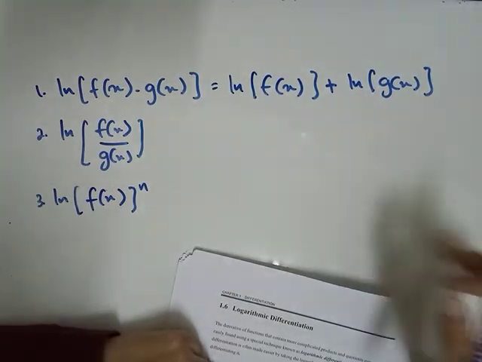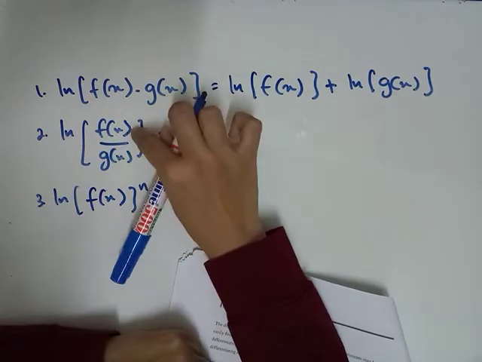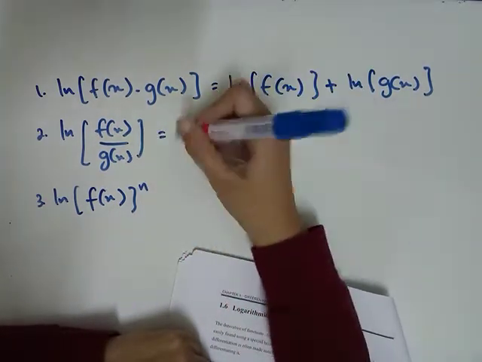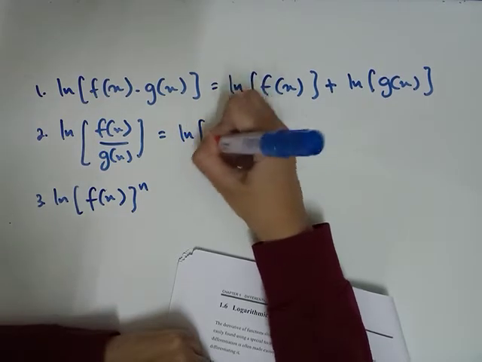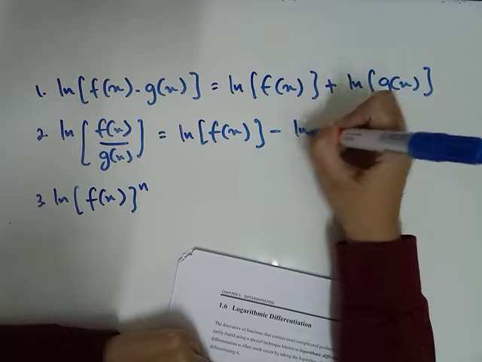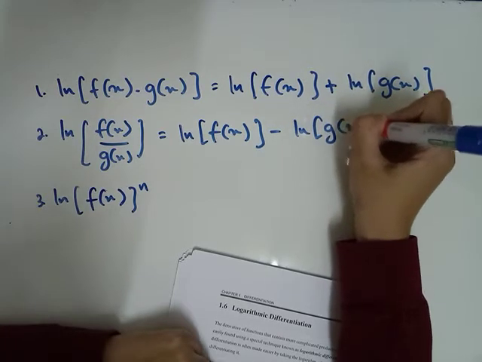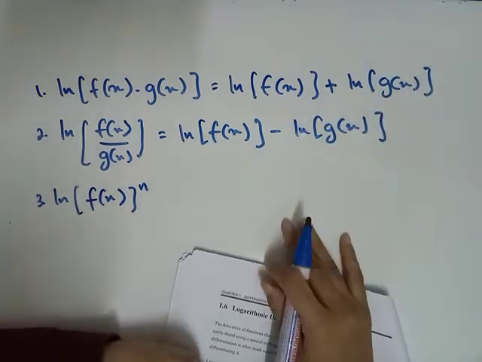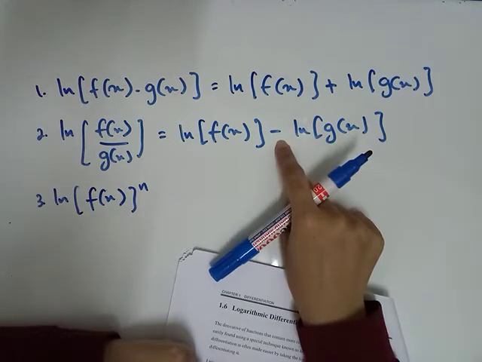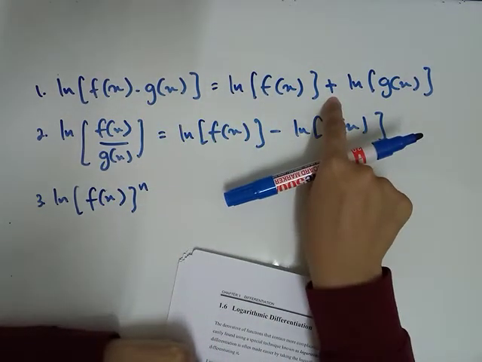So number 2, ln f(x) divided by g(x). So you need to separate f(x) and g(x). It will become ln f(x) minus ln g(x). When it's divide, it will be minus. When it's multiply, it will be plus.